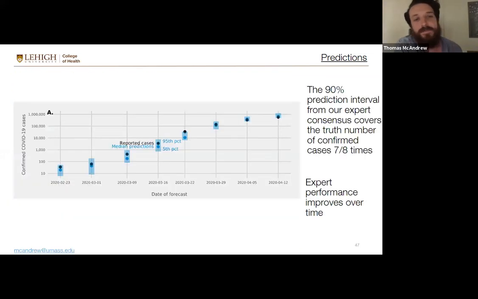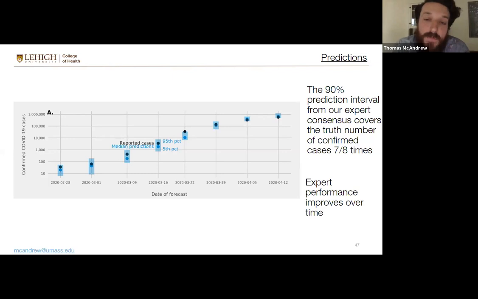Next slide, please. So here on the horizontal axis, now it's not the date that the survey was issued, it's the date the forecast was meant to be for. On the vertical is confirmed COVID-19 cases. The blue bar is the 5th and 95th percentile, in other words, a 90% confidence interval for experts' predictions. The dark blue circle is their median prediction, and the black circle is the true reported cases from this COVID tracker surveillance system. 2 things to note here.